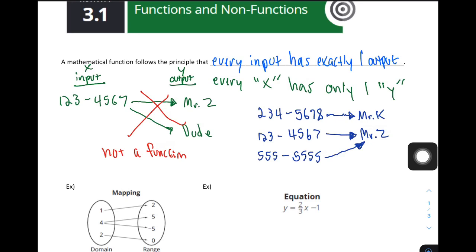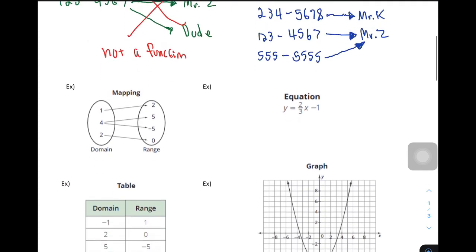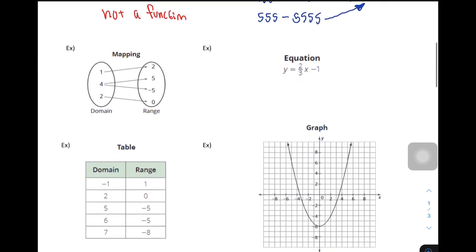So I think that that's a pretty nice example to explain functions and non-functions. If that didn't make sense, I'm sorry, guys. But in the past, I know that's helped students before.